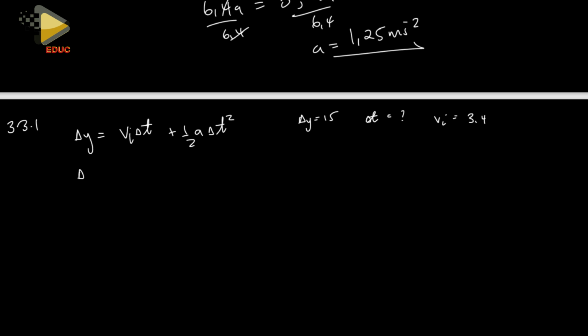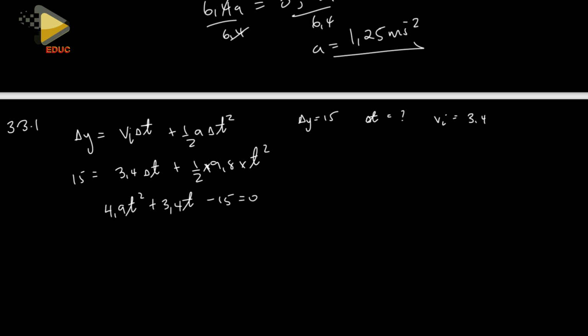Let's do the substitution. So change in y, we're saying is 15, which is equal to 3,4 delta t plus a half. We know that the g is the same as the a, which is 9,8. Since it's moving downwards, I'll take it to be positive, then multiply it by t squared. When I simplify this, I'll get 4,9t squared plus 3,4t minus 15 is equal to 0.